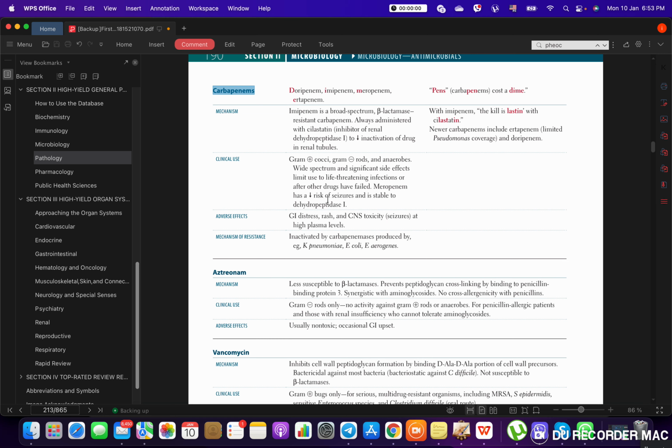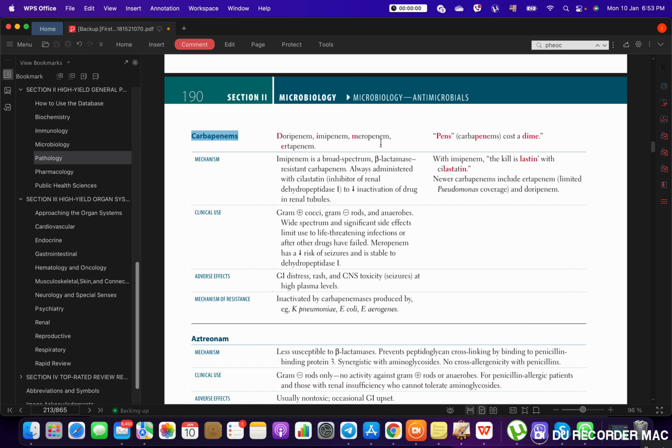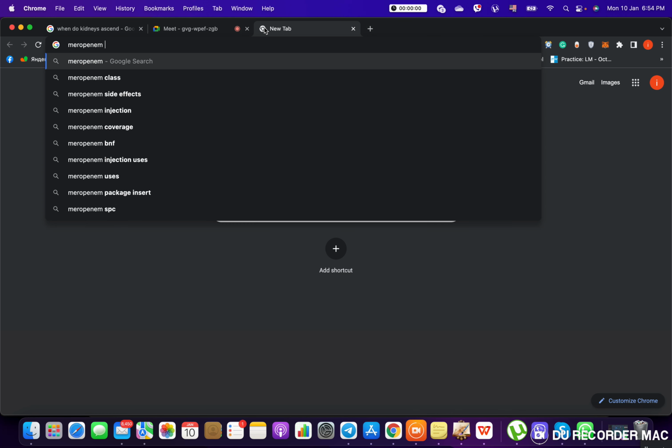So carbapenems, we have the penems. We have doripenem, imipenem, meropenem, and ertapenem. Okay? So the mechanism: imipenem is a broad spectrum antibiotic. It's a beta-lactamase resistant carbapenem, which means if you make a beta-lactamase against it, he will be like, ha ha ha, not against me, man. That won't work for you. You need something else. Beta-lactamases won't work against me.